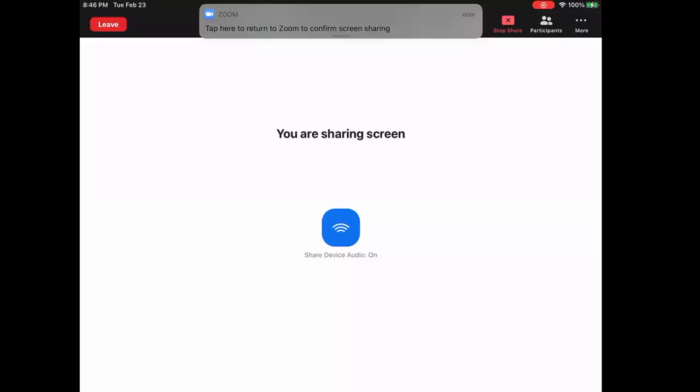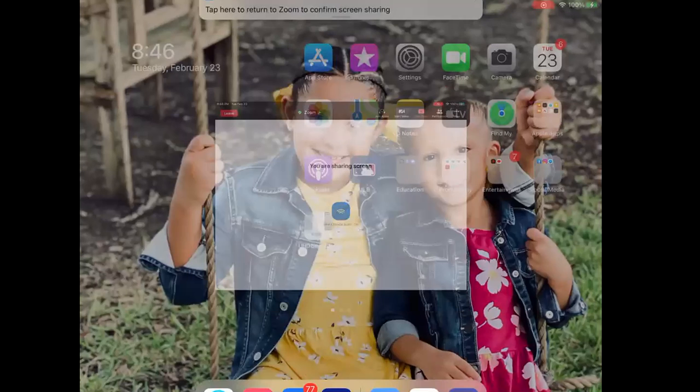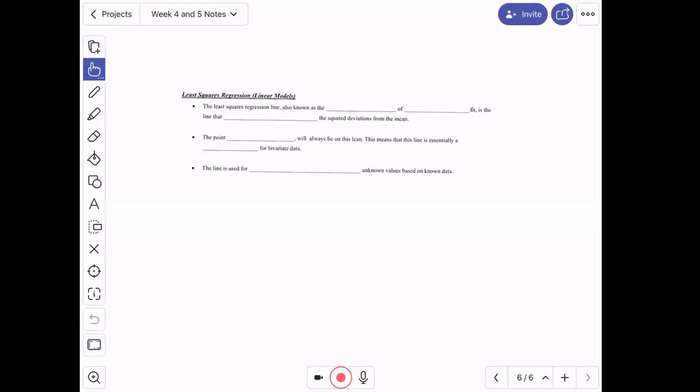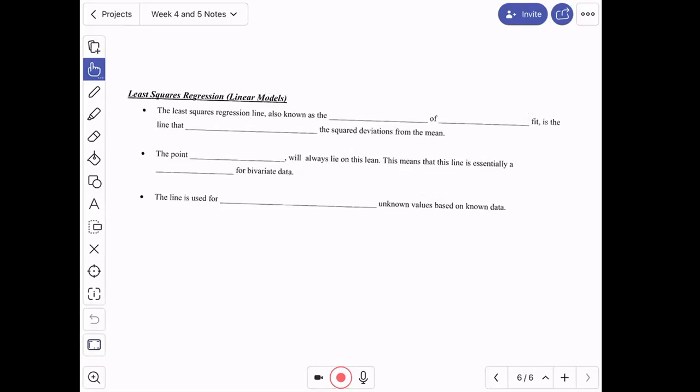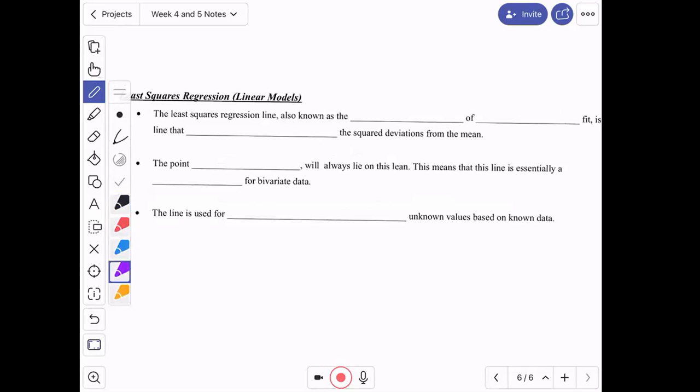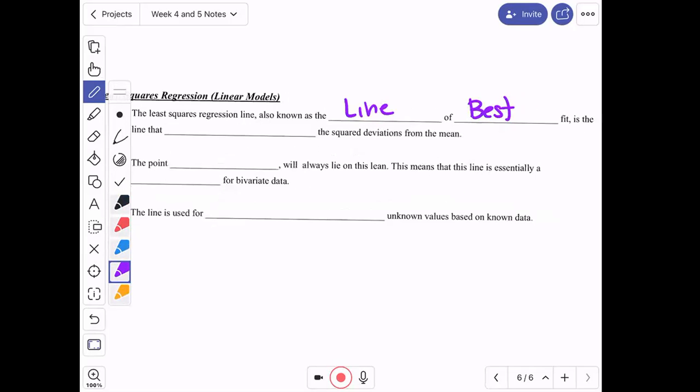All right, so here. Last thing. Least squares regression line. Least squares regression or linear models. All right, least squares regression line, also known as, you may think of it as, the line of best fit. And it's the line that minimizes.